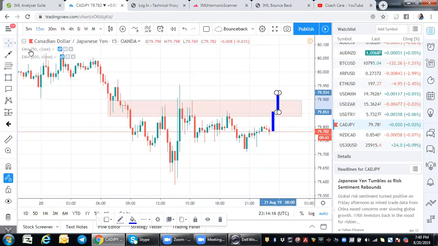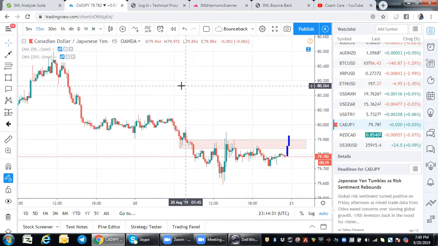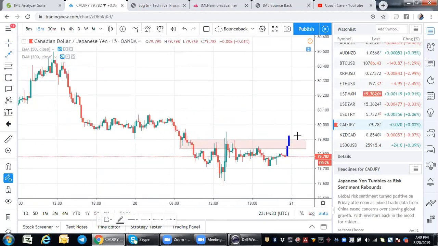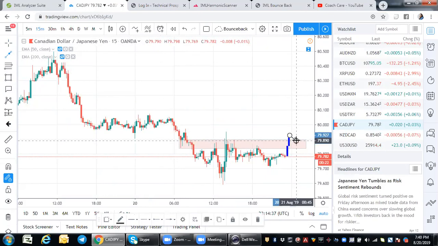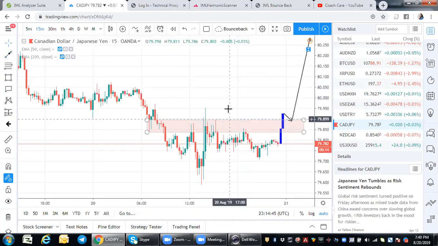This is what we're looking for. We want to see a strong body candle break our resistance area. This is what we want to see. And then from there, we will look for a retest of the neckline before we continue to buy. That's how you want to identify a head and shoulders pattern.